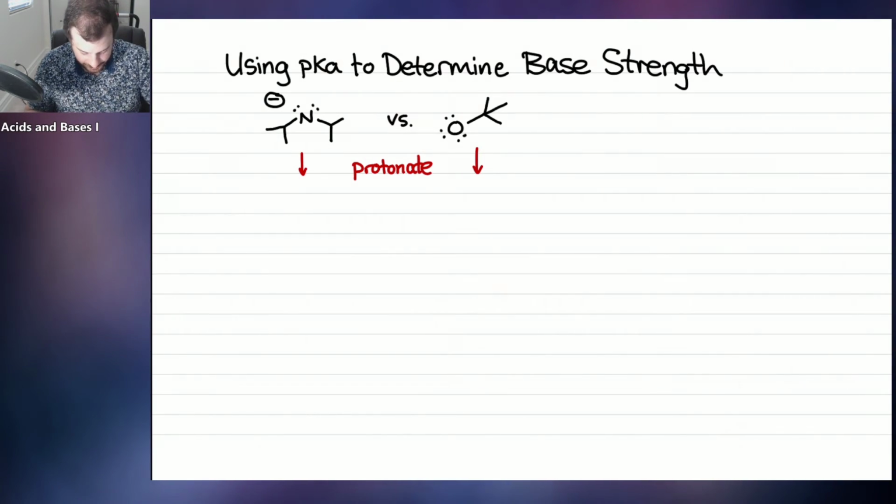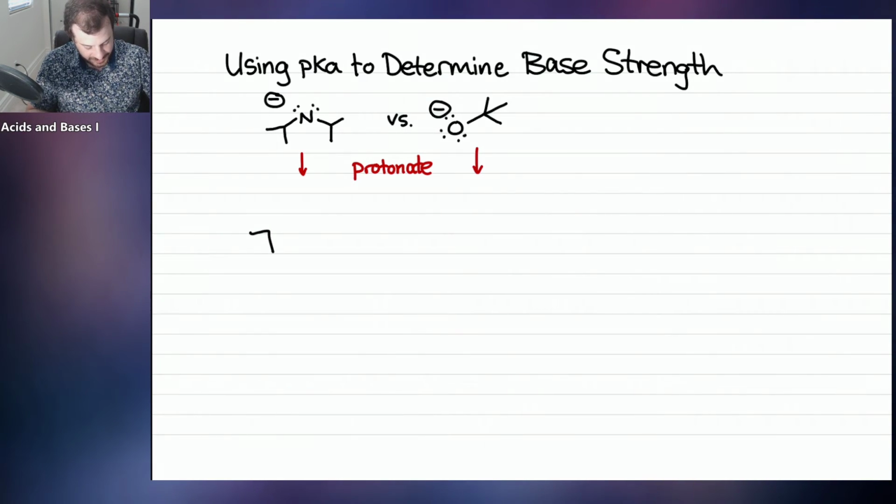Oh, I forgot the negative charge on my second substance here. That's a formal negative charge. Okay, so we're going to protonate both of these molecules. Where are we going to protonate them? We're going to protonate them on the atom that's most likely to accept a proton. Remember, protons are positively charged, so they're going to go onto the negatively charged atom. If you don't have a negatively charged atom, the proton is likely to go on the most electronegative atom.